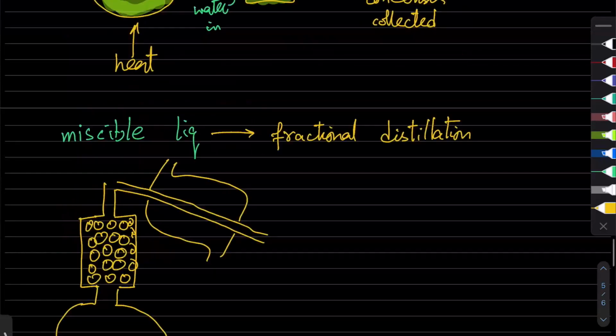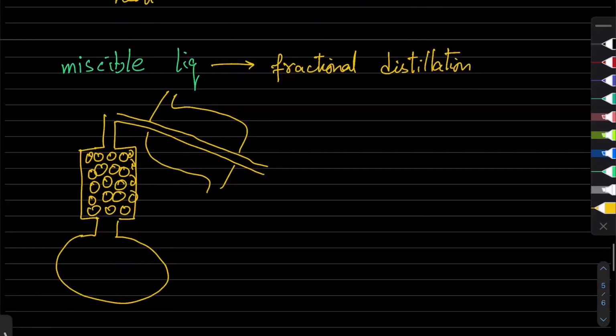And of course, this part is just like this one. It must be sealed. There must be a thermometer. And of course, you'll collect things over here. So this is the setup that we have in the lab. A couple of important points.